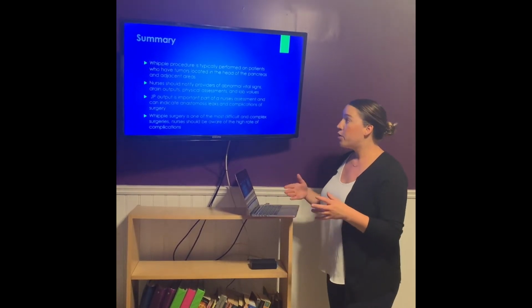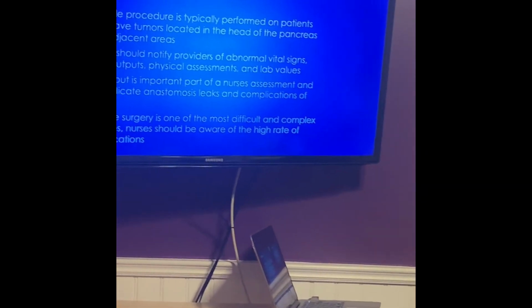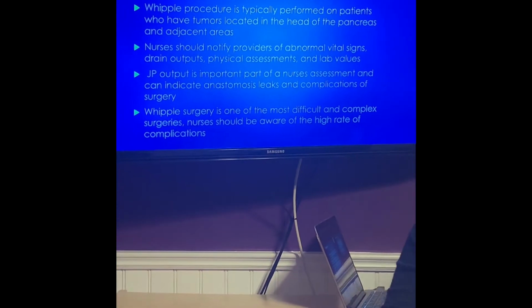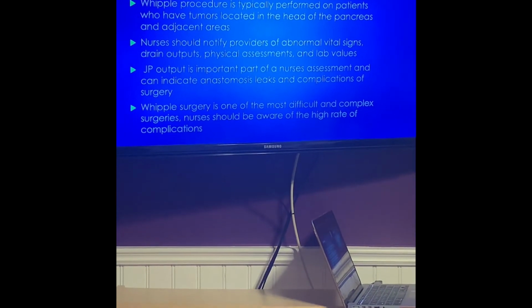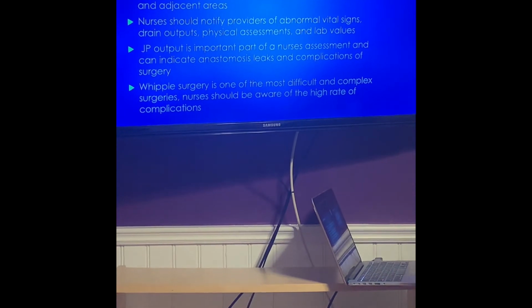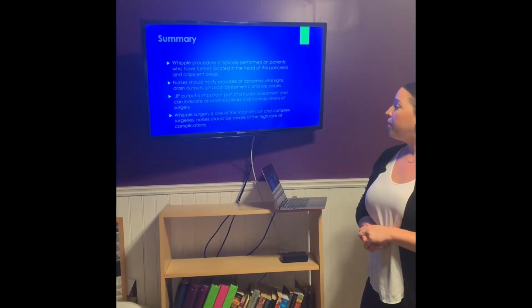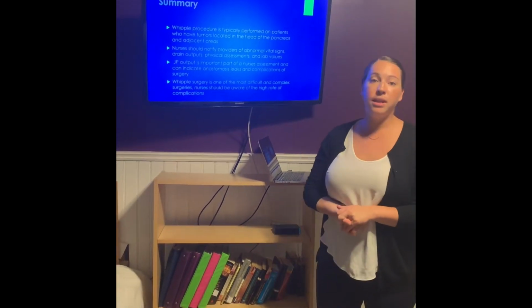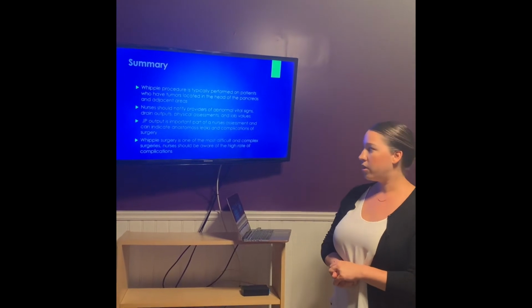All right. So in summary, the Whipple procedure is typically performed on patients who have tumors located at the head of the pancreas or in adjacent areas such as their bile duct and duodenum. Nurses need to notify providers of abnormal vital signs, drain outputs, physical assessments, and lab values to keep the patient safe. JP output is an important part of the nursing assessment and can indicate anastomosis leaks and complications of surgery.